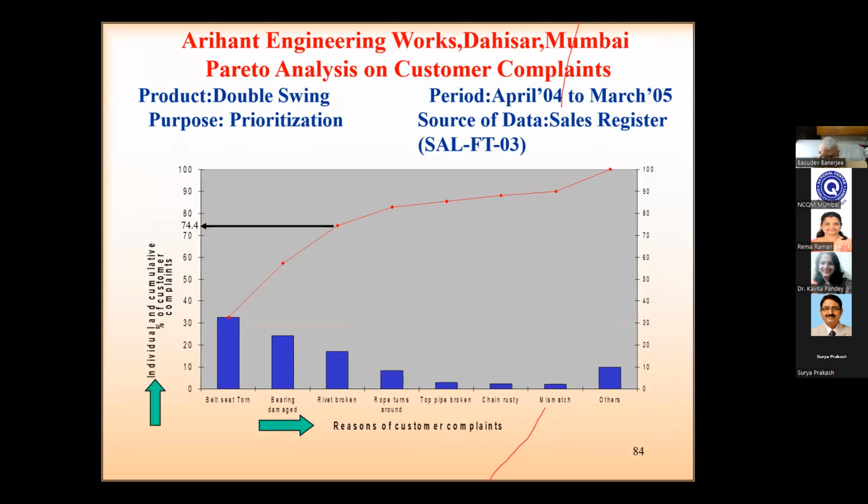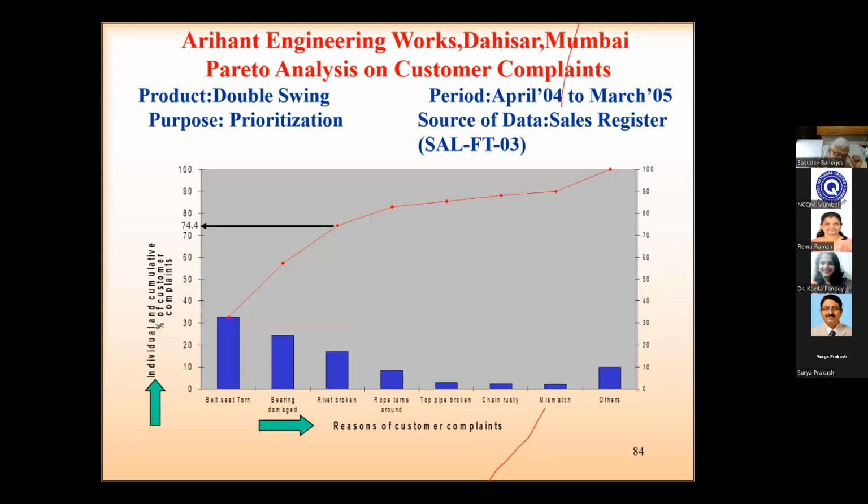On your x-axis, if you can manage, don't give a gap. I could not make it overlap. So try to make it overlap, one after the other, not separated out. As you have rightly pointed out, x-axis is reason of customer complaint. This bar diagram will give you individual, and that line diagram gives you cumulative.